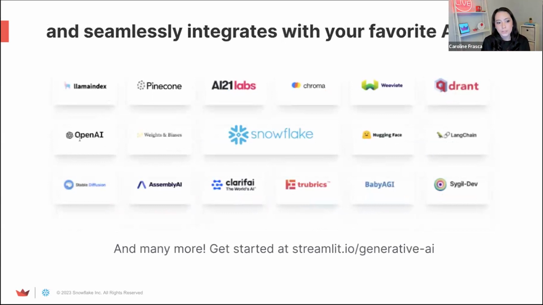Streamlit also works seamlessly with your favorite AI tools like LlamaIndex, Pinecone, Weaviate, OpenAI, and LangChain, and honestly, a ton more. Those are just a few. So you can head over to streamlit.io/generative-ai for hands-on examples of AI apps using Streamlit, and to learn more about our integrations with these tools. But honestly, with a lot of them, again, they're just Python libraries or they have a Python wrapper. So a lot of the time there's not even a real integration needed.